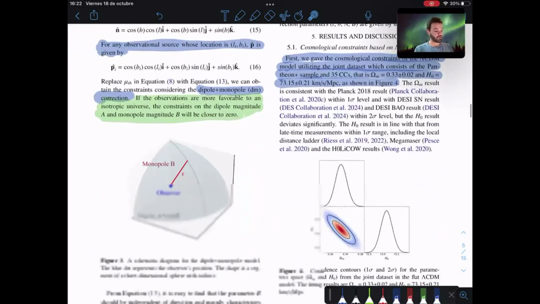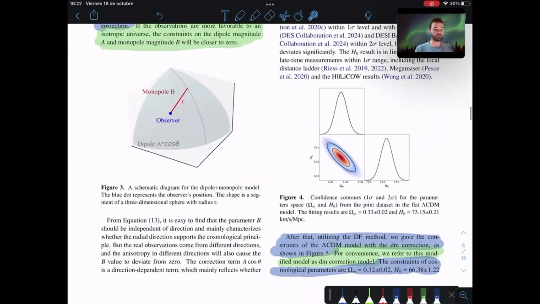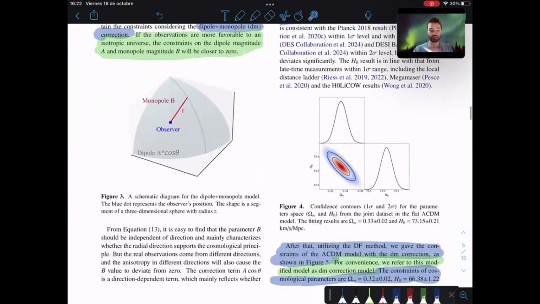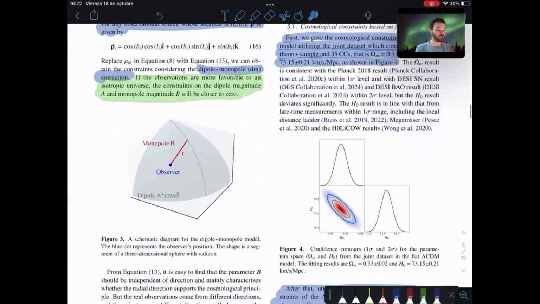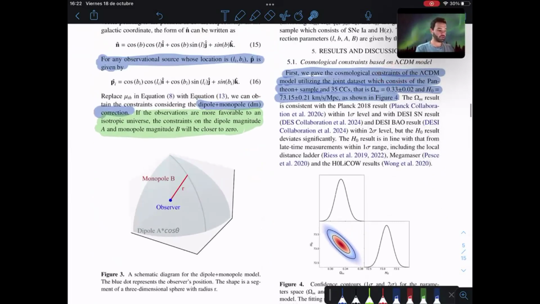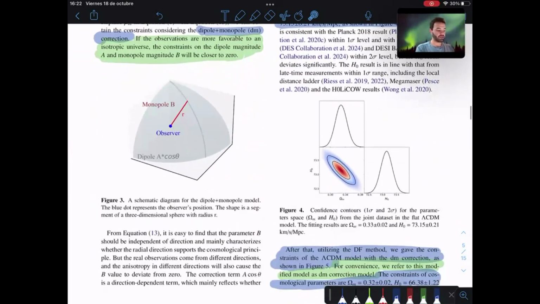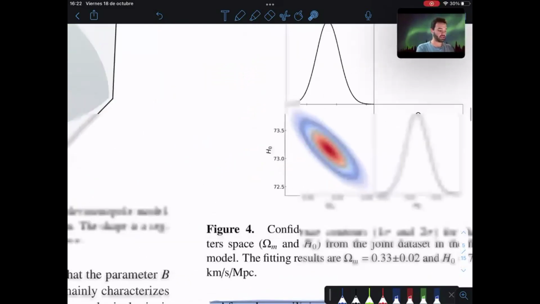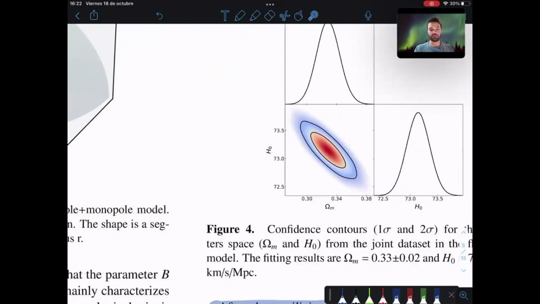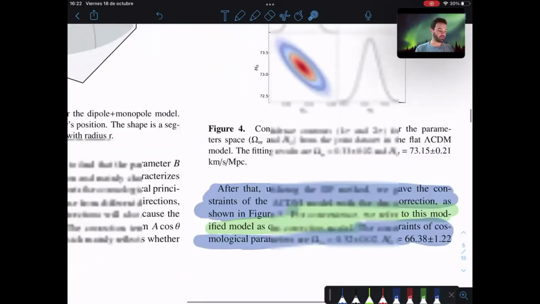And to test this first method, the first thing they did was just use the simple lambda CDM, and then they found basically the same values that they found for the supernovas, which was an H naught of about 73 kilometers per second per megaparsec.